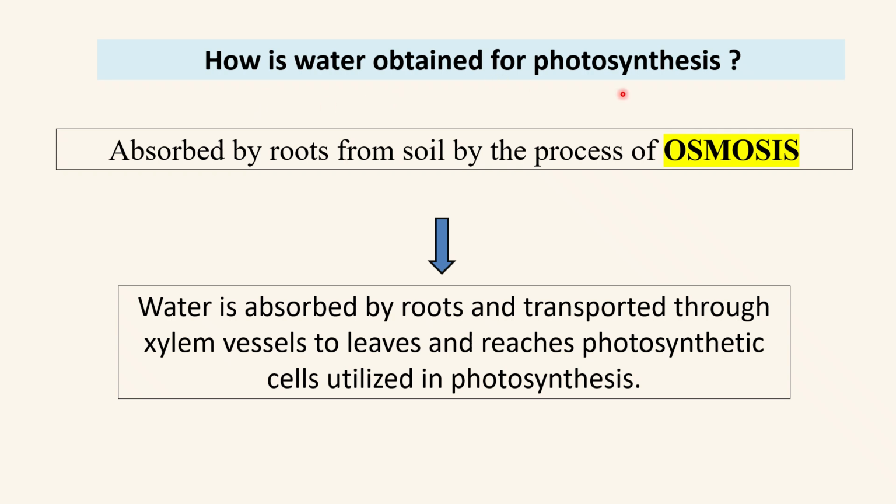Now, how is water obtained for photosynthesis? Absorbed by roots from the soil by the process of osmosis. Water is absorbed by roots and transported through the xylem vessels to leaves and reaches photosynthetic cells, where it is utilized in photosynthesis.